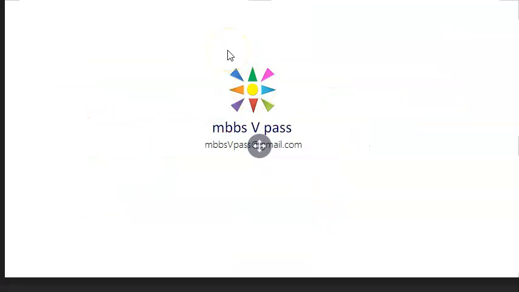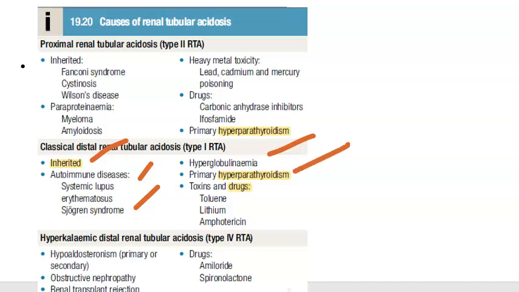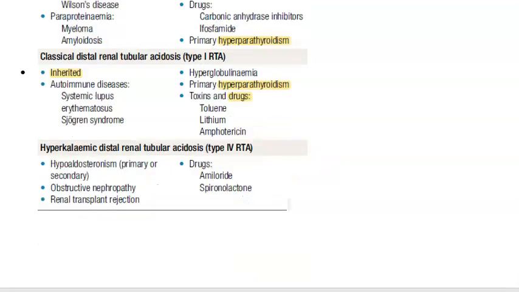Okay. Then coming to the distal renal tubular acidosis. So people, we are moving on to the distal part. Focus here. Distal renal tubular acidosis. So what all are they saying? Again, inherited, but they didn't say what the problem is. Then autoimmune diseases like systemic lupus erythematosus, SLE, Sjogren's syndrome, hyperglobulinemia. Then primary hyperparathyroidism, toxins and drugs like toluene, lithium, amphotericin. Okay, amphotericin is what? Antifungal, right? Just remember, in PCT and DCT both they blamed parathyroid.